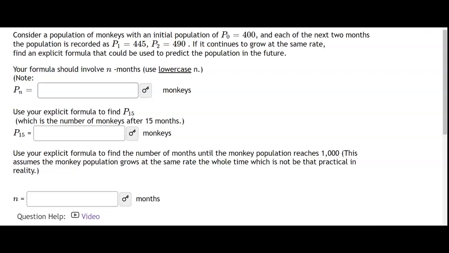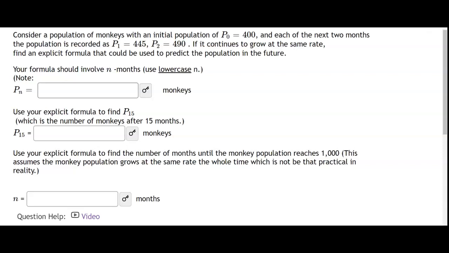Hello and welcome to another video on linear growth and an application of linear growth. So let's consider a population of monkeys with an initial population of 400, and each of the next 2 months the population is recorded as, for the first month, 445, and the second month, 490. So if it continues to grow at the same rate, find an explicit formula that can be used to predict the population in the future.